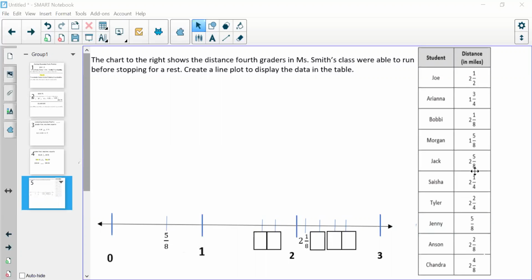So notice that the smallest unit is eighths. So we can decompose fourths and halves to make eighths. So let's go through that together.